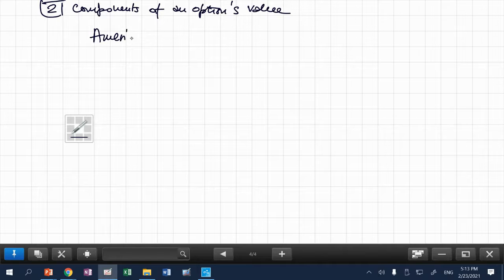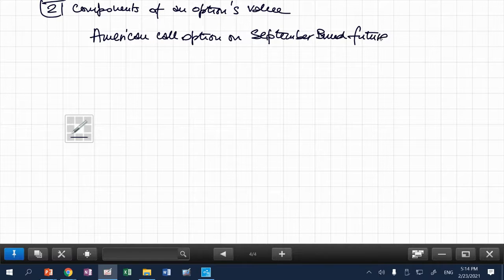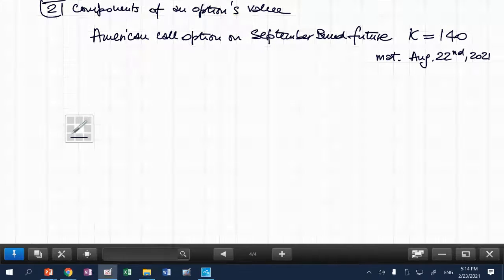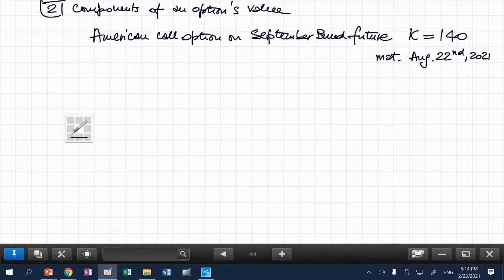And for instance, let us consider an American call option on the September Bund future, having strike price equal to 140, so K in my notation is the strike price, and with maturity August the 22nd, 2021. Here is the September contract, which matures in August, as I was discussing earlier, okay?